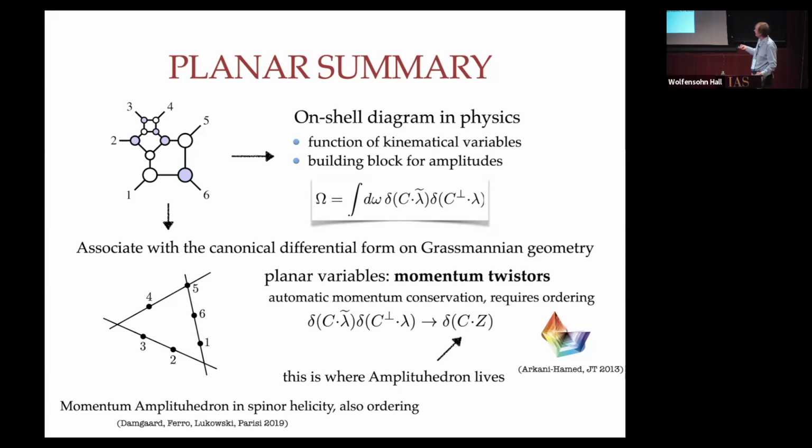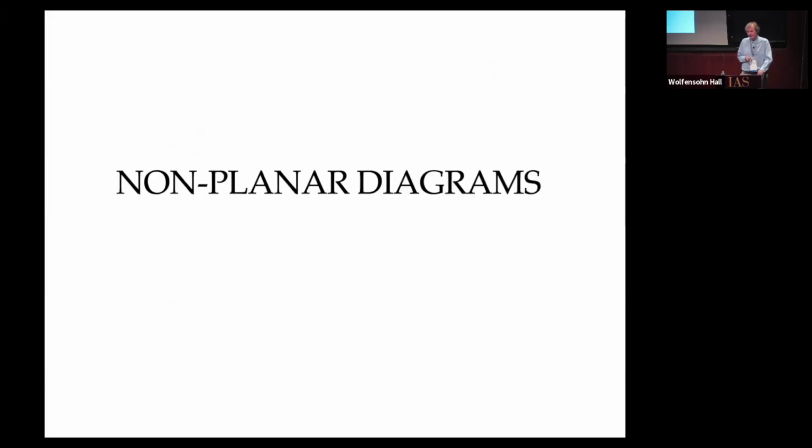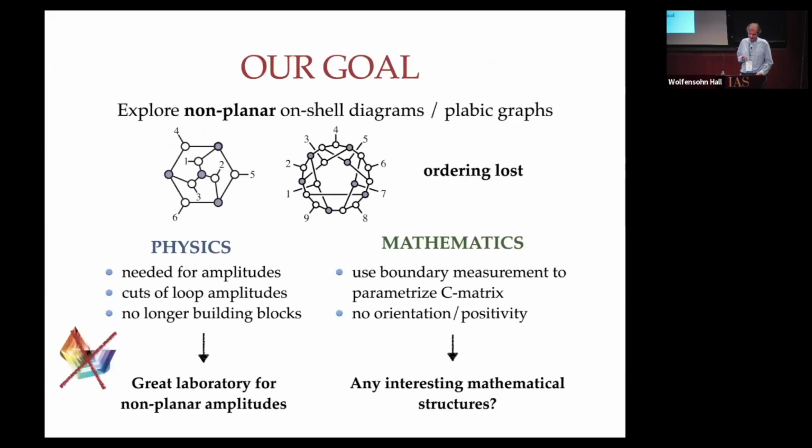But the amplituhedron can also be defined directly in the spinor helicity space. It's called the momentum amplituhedron. But for both cases, the important thing is the ordering. We need to have an ordering of particles 1 to n to be able to define these objects in the first place. So now we turn to the non-planar diagrams.